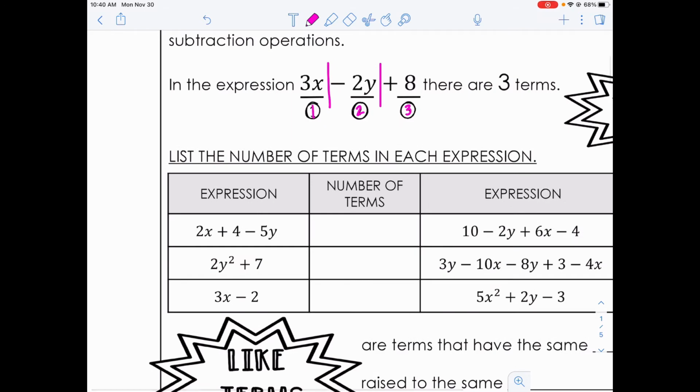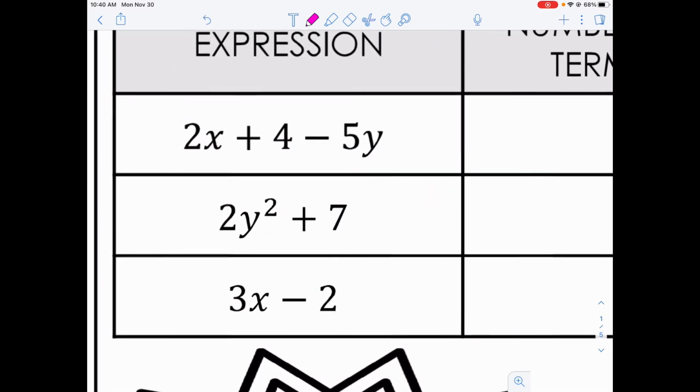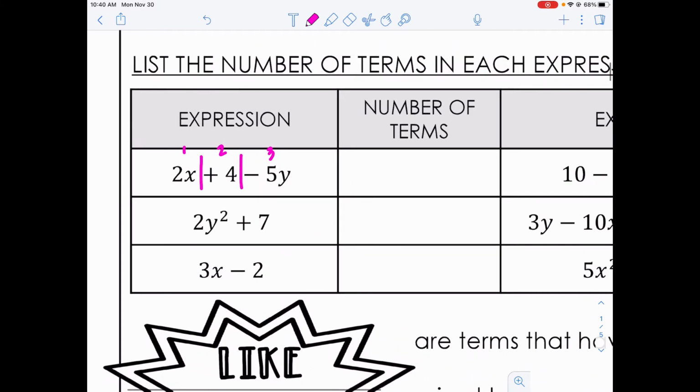In the box below, it says list the number of terms in each expression. So for our first one, we're going to find a plus sign or a minus sign, and put a line in front of it. Here's a plus sign, so I'll put a line in front of it. Here's a minus sign, so I'll put a line in front of it. Counting my terms, this is 1, 2, 3 terms, so this expression has 3 terms in it.